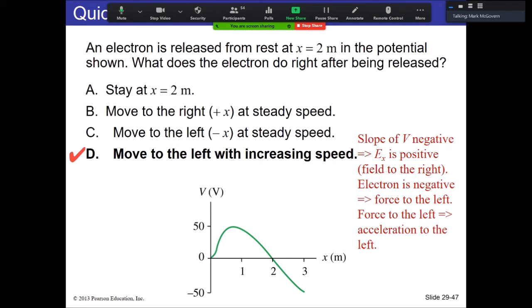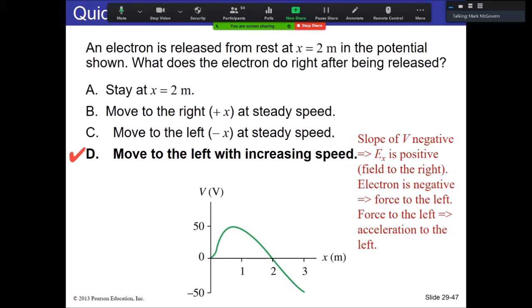If we have a potential difference like we see here and it changes, the electric field is changing, therefore the force is changing. And as the potential increases, all the other quantities increase. So we have a movement to the left with an increase in speed. And again, the key here is this is an electron, and electrons want to go towards a higher potential.